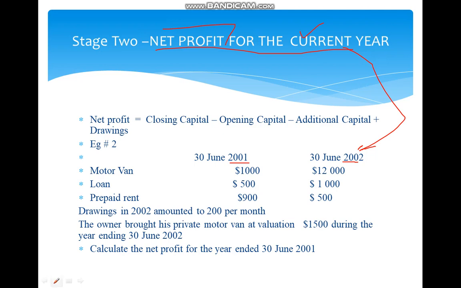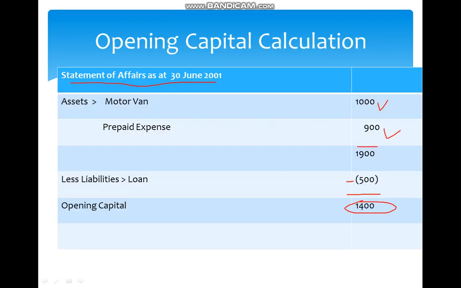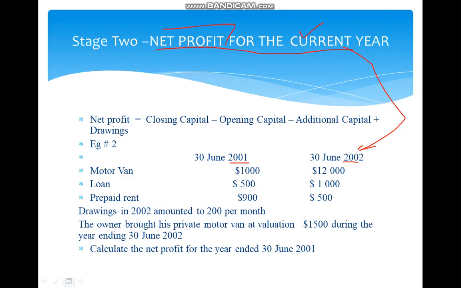Let's do it together step by step so that you can follow. What are we supposed to do? We are supposed to determine the formula first. The formula for calculating net profit for the year is equal to closing capital minus opening capital. Then we deduct additional capital, then we add our drawings.